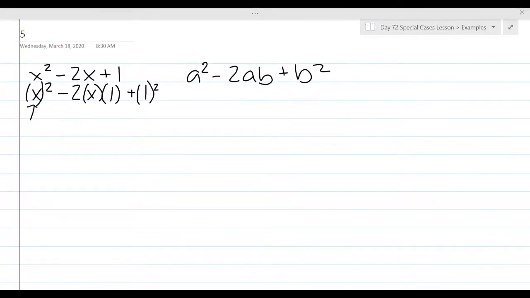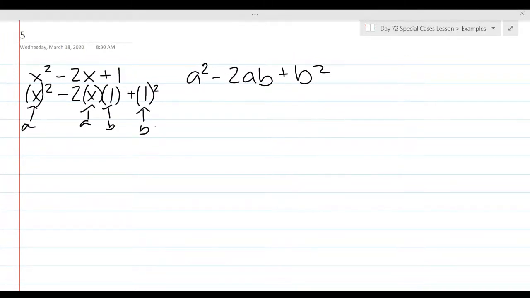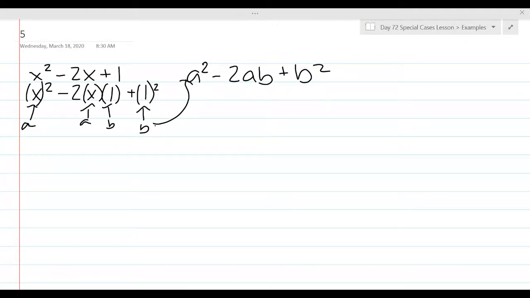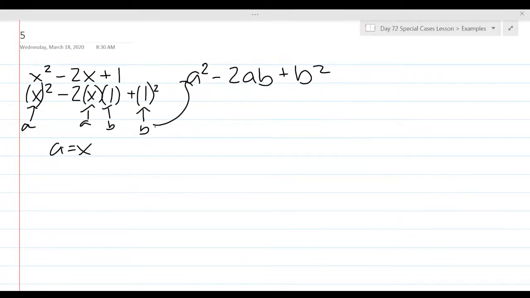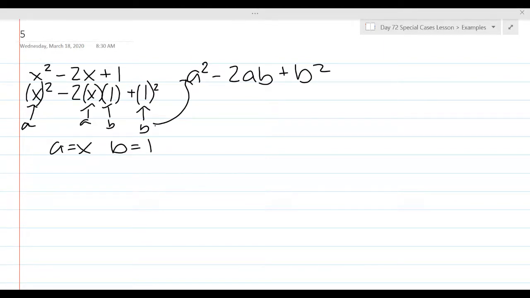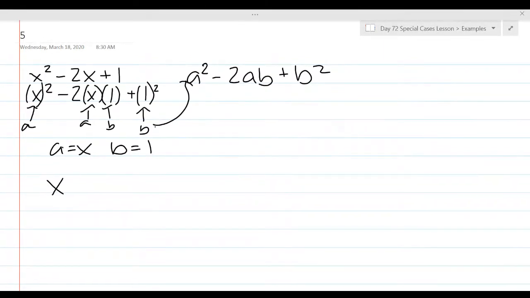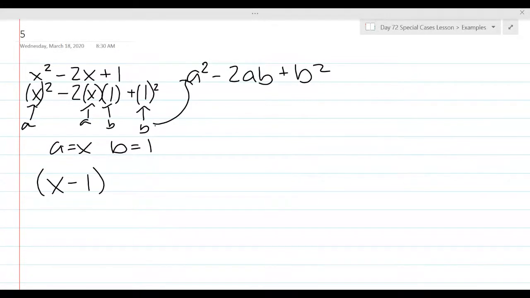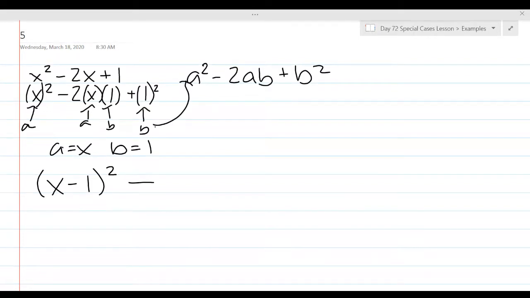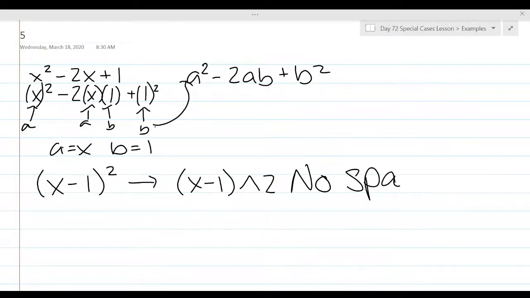So we got our a here. Got our a again, b, and b. So it looks exactly like this form, right? So since we know that a equals x and b equals 1, we can rewrite it, and it's going to look like x minus 1 squared. Okay, to type this into Google Forms, you do parenthesis x minus 1, parenthesis, caret button 2. Okay, no spaces. Remember that, please.